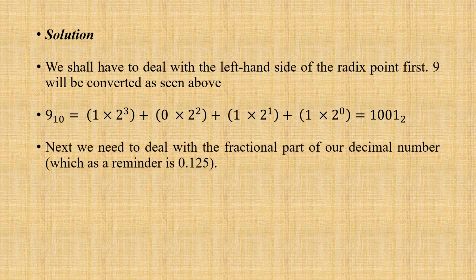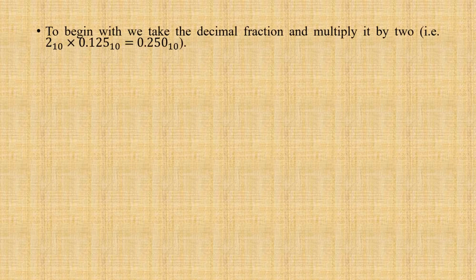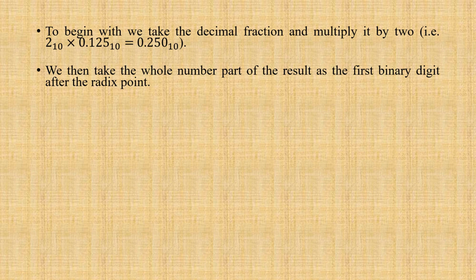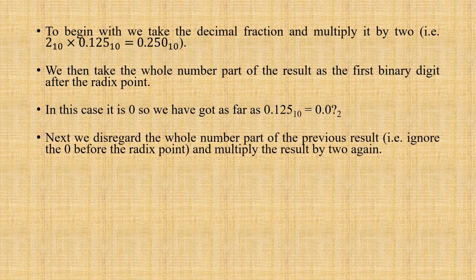Next we need to deal with the fractional part of our decimal number, which as a reminder is 0.125. Again, there is a simple step-by-step method for performing the conversion. To begin with, we take the decimal fraction and multiply it by 2, that is, 2 in base 10 times 0.125 in base 10 equals 0.250 in base 10. We then take the whole number part of the result as the first binary digit after the radix point. In this case it is 0, so we have got as far as 0.125 in base 10 equals 0.0 what? In base 2.